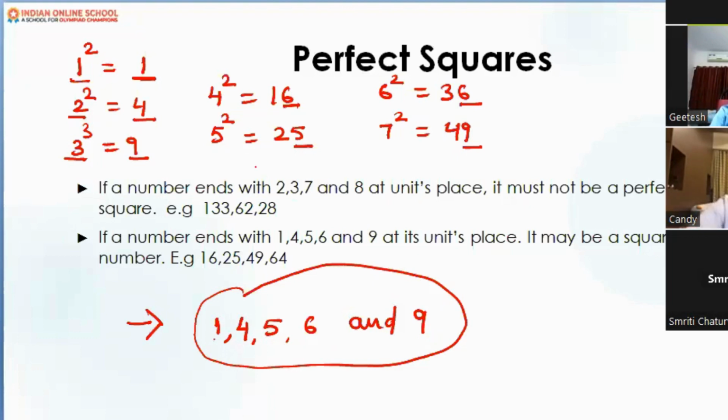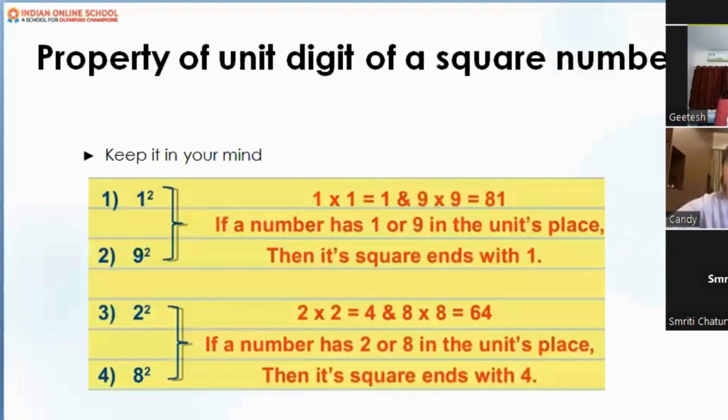Got it? If a number is ending with the digit 2, 3, 7, or 8 at its unit place, that number cannot be a perfect square of any number. Got it? Okay. This is the method through which we can say, without solving and without finding any square, whether this particular number is a perfect square of any number or not. Got it?